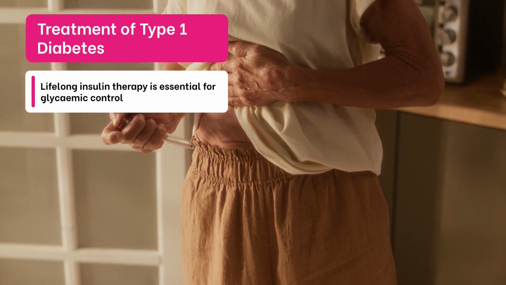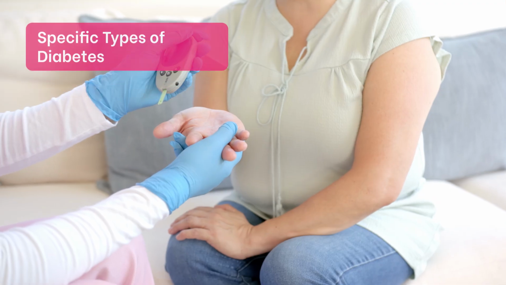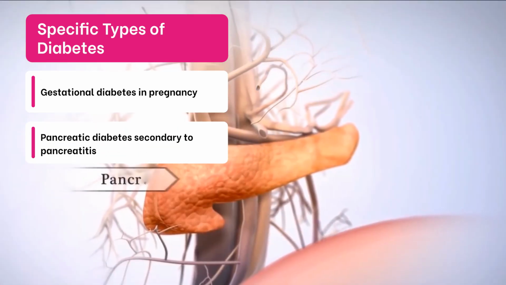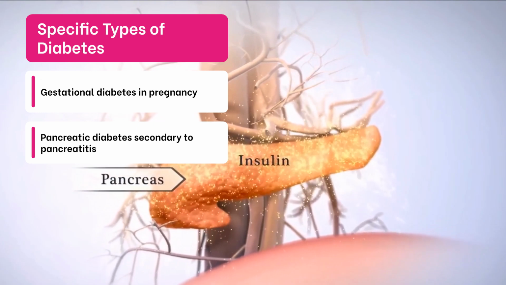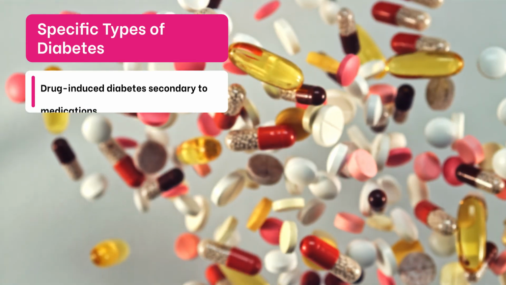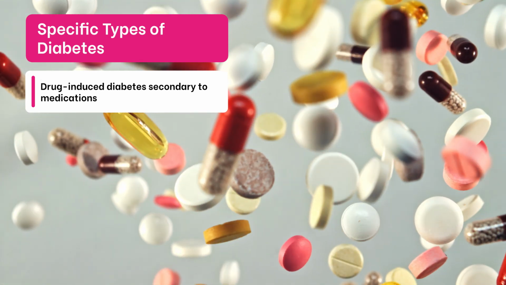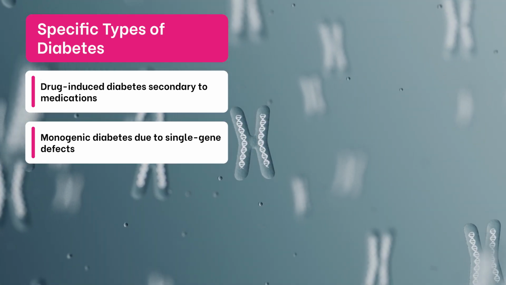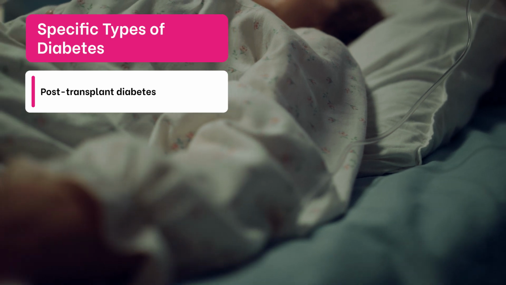Apart from these two broad categories, there are various other kinds of diabetes. For example, women in pregnancy can get gestational diabetes. We have pancreatic diabetes due to destruction of the pancreas as a result of acute or chronic pancreatitis. Drug-induced forms can also be seen secondary to medications like certain anti-cancer drugs, steroids, etc. There are monogenic forms of diabetes due to single gene defects, post-transplant diabetes, and so on.